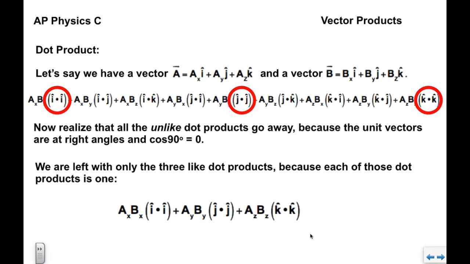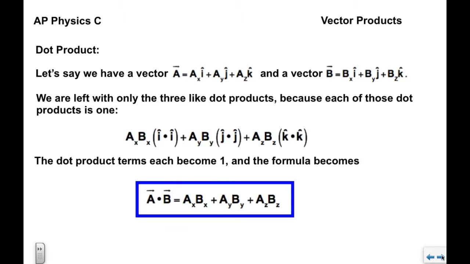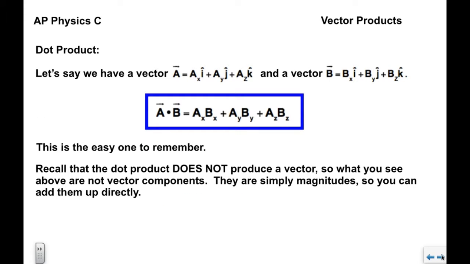So we end up getting rid of all the unlike dot product terms, and we end up with this simplification: ax bx, i dot i, plus ay by, j dot j, plus az bz, k dot k. These three dot products are just 1. So we can get rid of them, and we get a pretty simple formula. A dot B is ax bx plus ay by plus az bz. This is the easy one to remember.